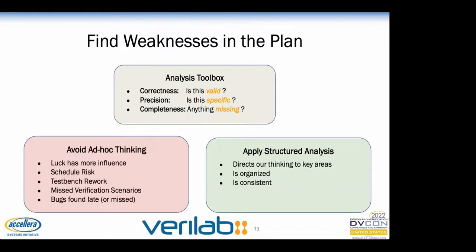The key strategy here is to avoid ad hoc thinking. Ad hoc thinking is more random and tends to rely on luck for us to think of everything. This creates schedule risk. We may need to rework parts of the test bench later, and we might miss some important scenarios. In contrast, a checklist of questions gives us a more structured approach to evaluating the plan. These types of questions direct us to the weaknesses, and our analysis is more organized and consistent across all the features.